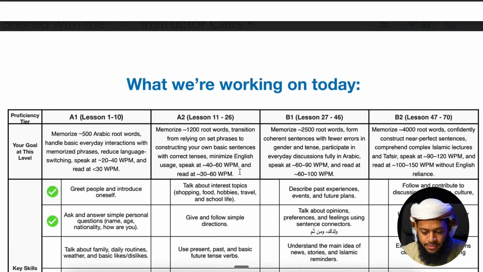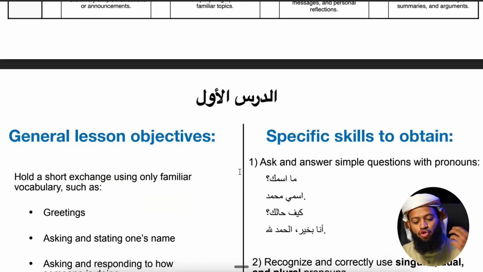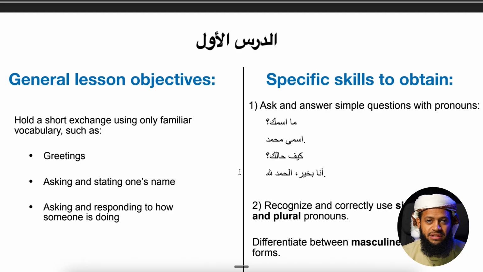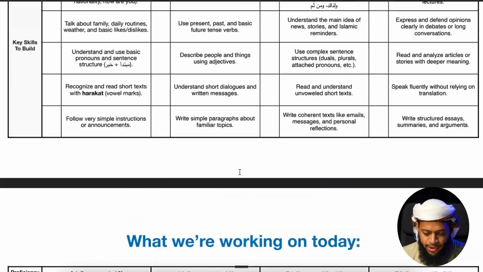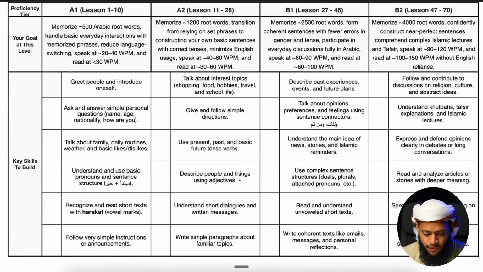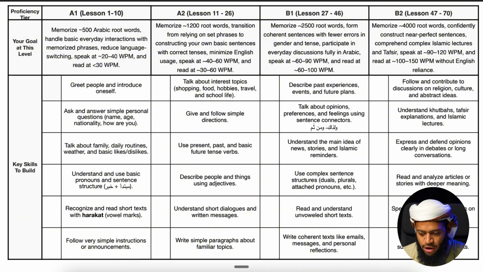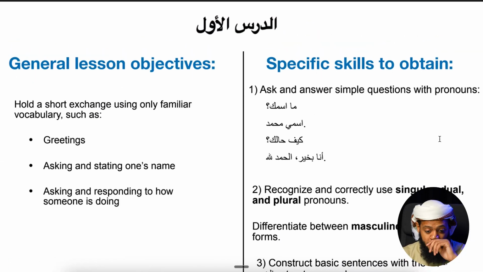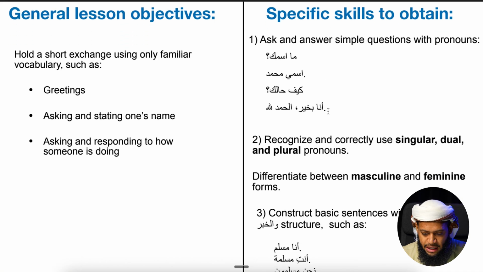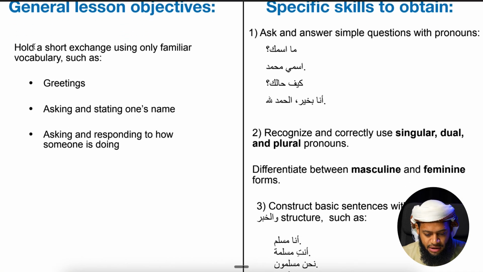Now, the point of this guide is that all instructors are doing the same thing, which is making you go through this roadmap until the end of the program. And as you can see, the roadmap gets from a very simple goal to a more advanced goal at B2 level. Now here, for lesson 1, the instructor is going to be following all of this. So hold a short exchange using only familiar vocabulary such as greetings, asking one's state, name, asking and responding to how someone is doing.